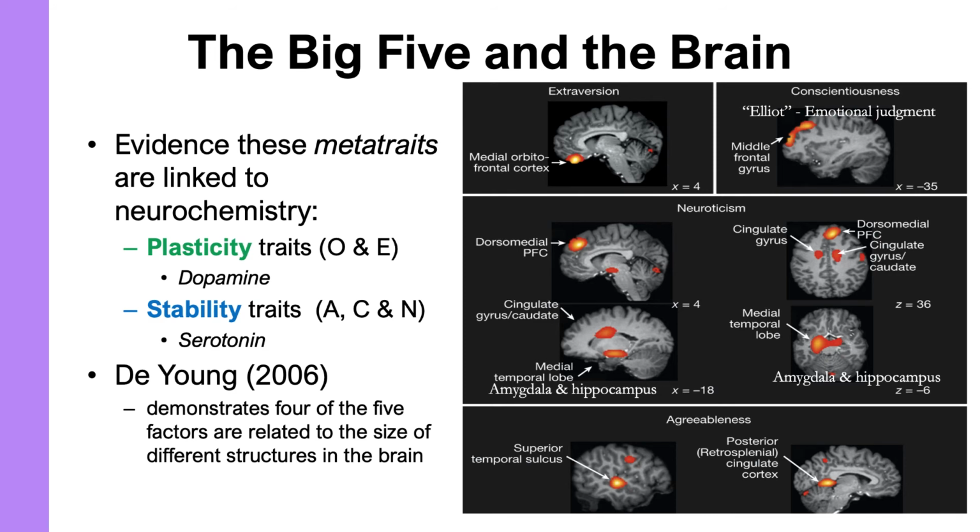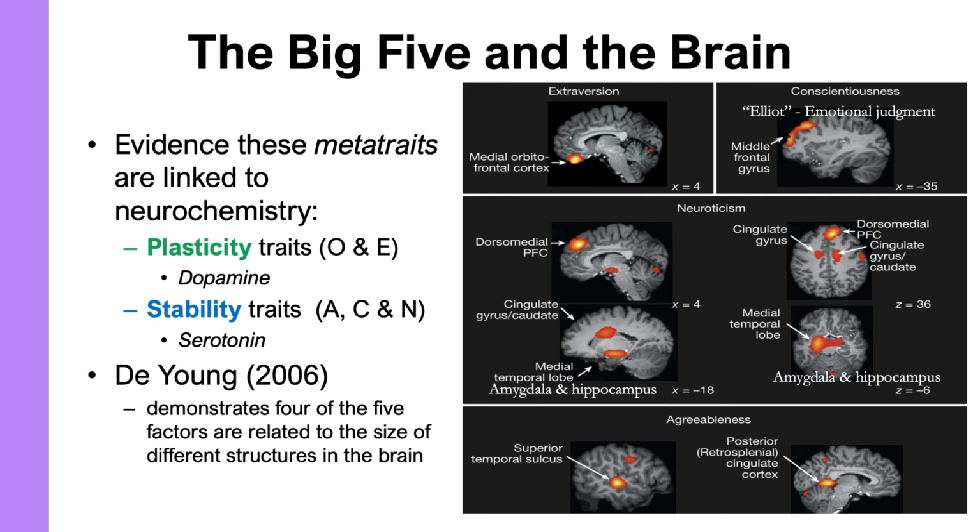Also, agreeableness is associated with activity in the temporal lobes. Same thing with neuroticism. You would expect that neuroticism would be associated with the size of the amygdala and probably the hippocampus, because the hippocampus is involved in emotional memories. So there are some definite connections between the 5 factors and different structures in the brain.